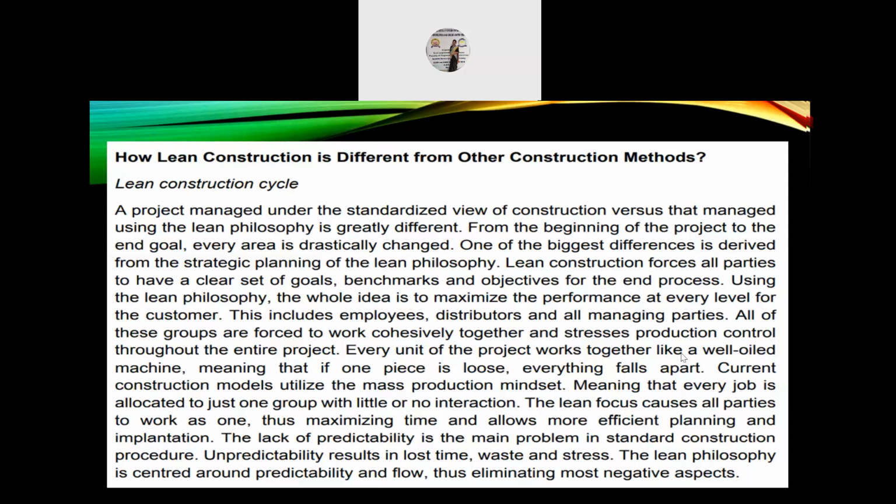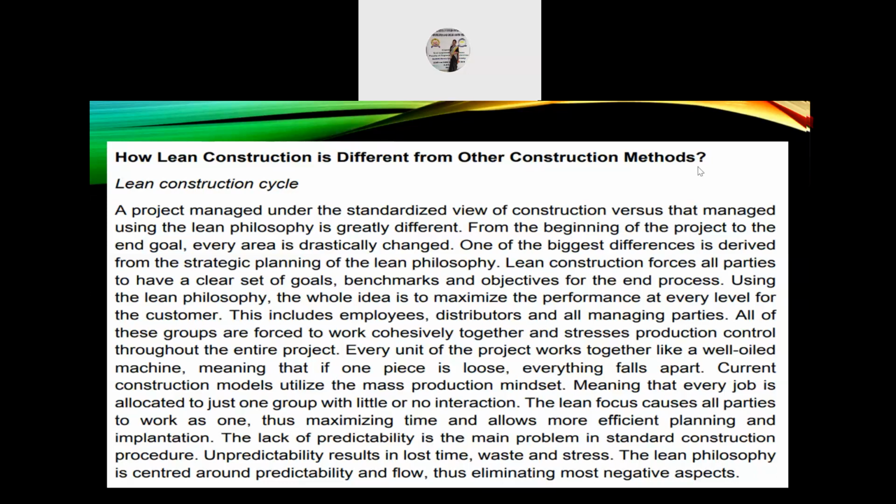Using the lean philosophy, the whole idea is to maximize the performance at every level for the customer. This includes employees, distributors, and all the managing parties. So, all of these groups are forced to work cohesively together, and it stresses production control throughout the entire project. Every unit of the project works together like a well-oiled machine, meaning that if one piece is loose, everything falls apart.